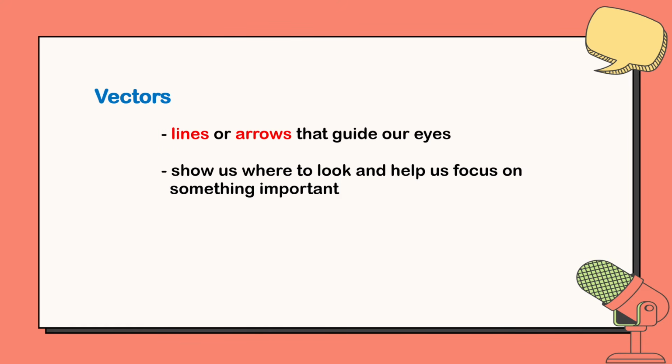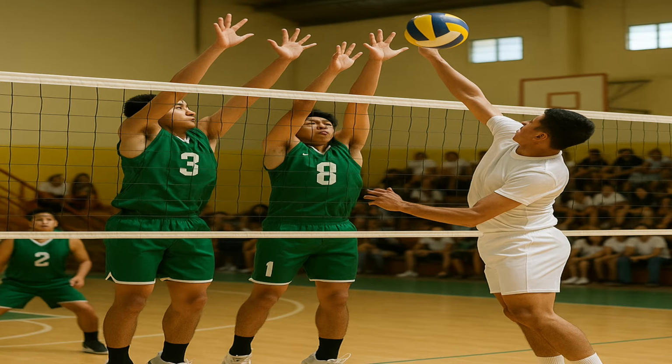Imagine this. There is a photo of a volleyball match where the players are jumping to block the ball. You'll see their arms and legs positioned in such a way that your eyes are immediately drawn to the ball soaring through the air. That is a vector. It's guiding your focus right to the action.